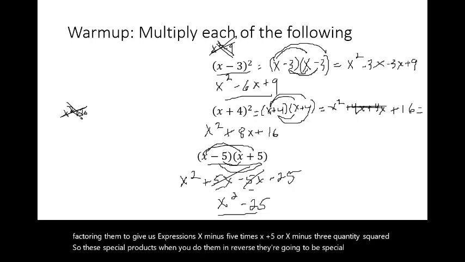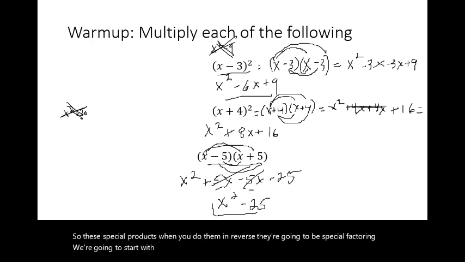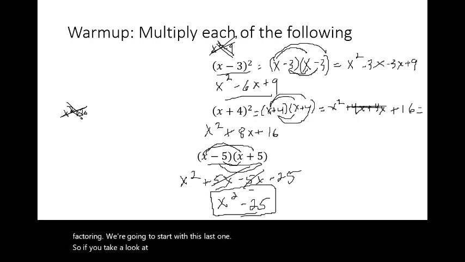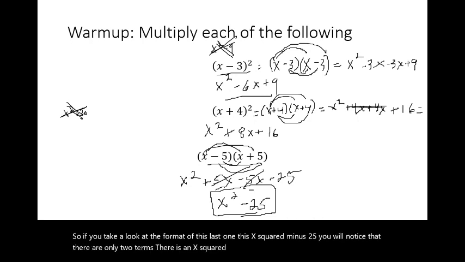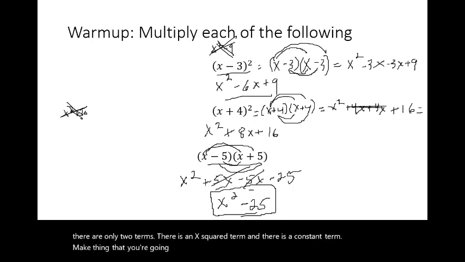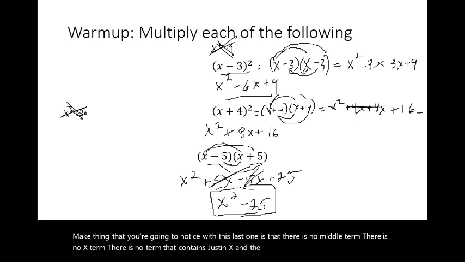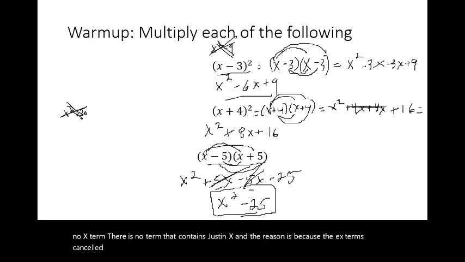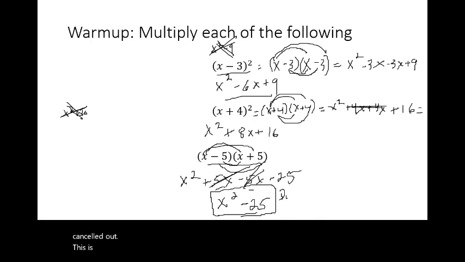We're going to start with this last one. If you take a look at the format of this last one, this x squared minus 25, you will notice that there are only two terms. There is an x squared term and there is a constant term. The big thing that you're going to notice with this last one is that there is no middle term. There is no x term. There is no term that contains just an x. And the reason is because the x terms canceled out. This is what is called a difference of squares.